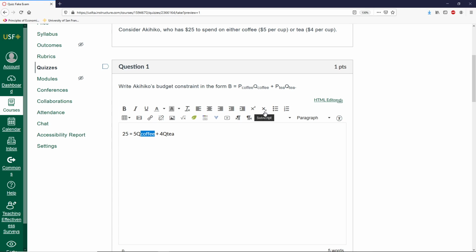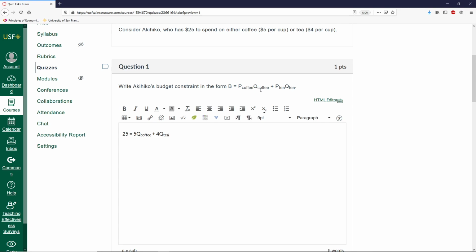You can see it's like X with the 2 to the bottom right of it. That's the subscript button. The superscript button is right over here, right next to it. X with the number 2 to the top right of it. So after you've written this down, I just want you to highlight the bit there for coffee and highlight this bit here for tea. And now you have a much neater, easier to read budget constraint, right? And that's what I want to see for questions like this, right?